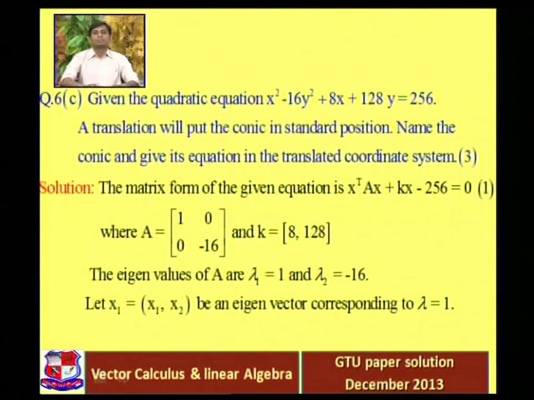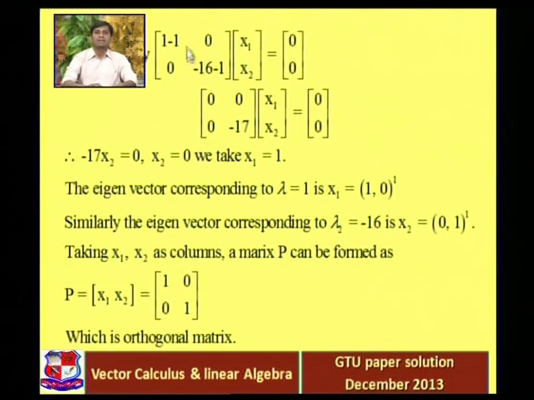To find the eigenvector, which matrix do we have to use? We use the matrix [1 minus lambda, 0; 0, minus 16 minus lambda], right? And in that matrix we have to put lambda equal to 1. So 1 minus lambda becomes 0, the off-diagonal entries are 0, and minus 16 minus lambda, when we put 1, we get minus 17. So the matrix is [0 0; 0 -17] times (x1, x2) equal to (0, 0).